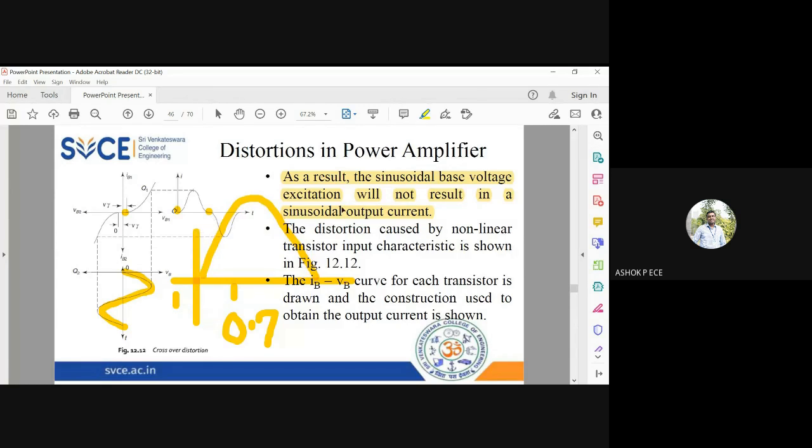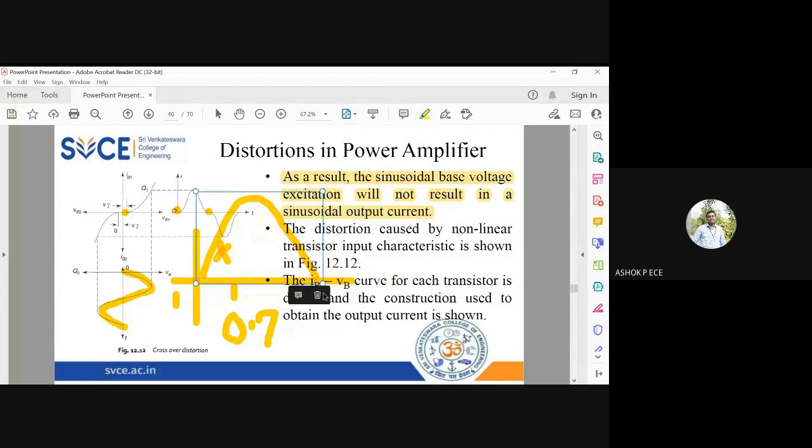But what happens in the practical transistor, till 0.7, the transistor will not conduct. So it will increase only from 0.7 and you will get this portion of the sine wave. This portion will not be there. Since the input is a proper sine wave, in the output this portion of the sine wave is cut off. It is called distortion. Similarly, here also it will stop whenever the signal reaches exactly 0.7. So you will not get an exact sine wave at the output, and the difference is called distortion.